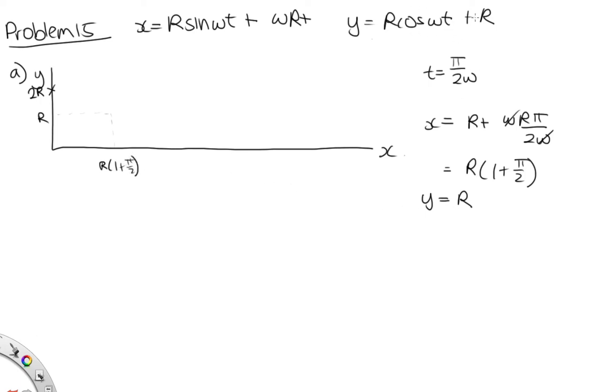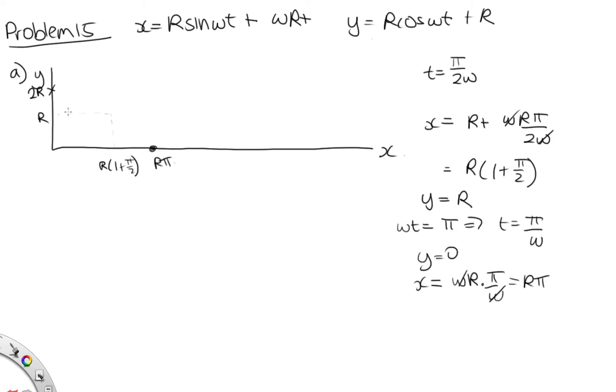And now let's look at when y is 0. y is equal to 0 when omega t is equal to pi. So that tells us that t is equal to pi on omega. So when t is equal to pi on omega, y is equal to 0, and x is equal to, the sine term is 0, so we've got omega r, and then t is pi on omega. So this is equal to r pi. So we've got r pi here.